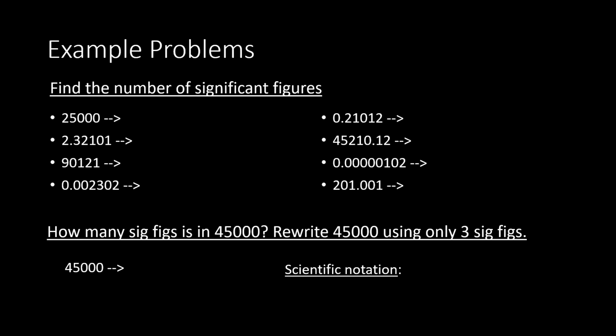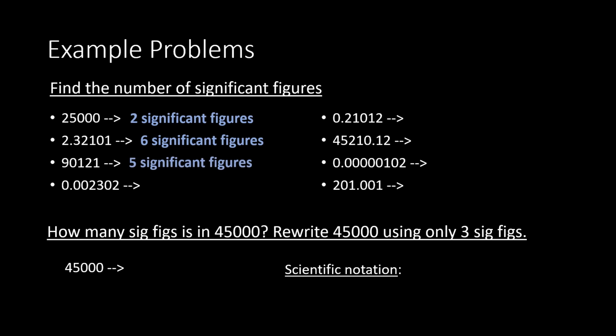It asks us to find the number of sig figs in 25,000. Well, this falls under our rules 1 and 6. So this number has 2 sig figs. Next number is 2.32101. This falls under our first and third rule. So this will have 6 sig figs. The next number is 90,121. This falls under our first and third rule, and this will have 5 sig figs.